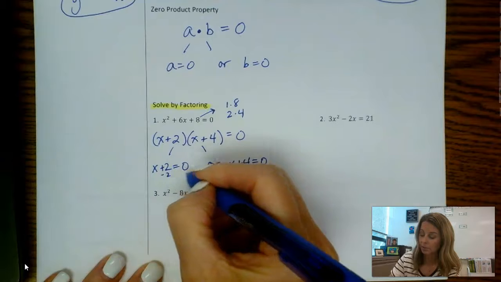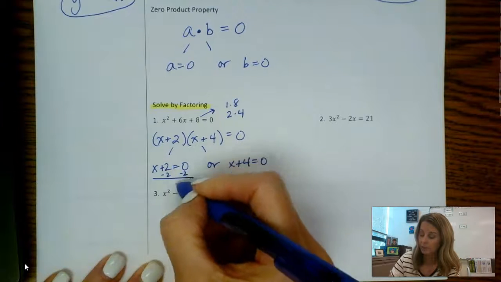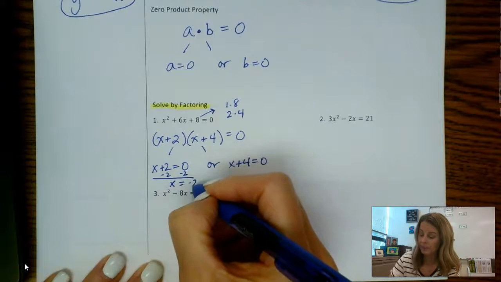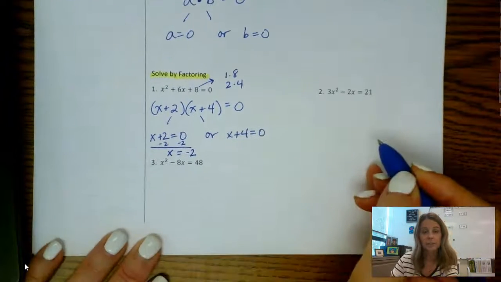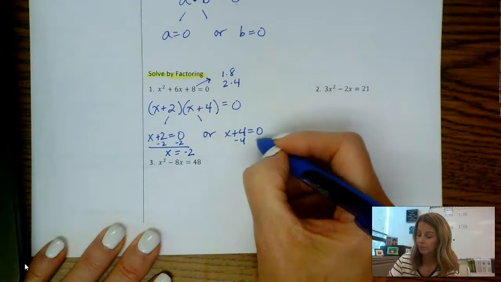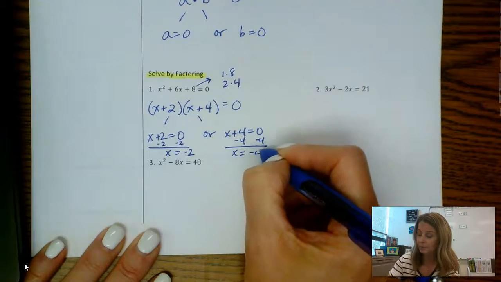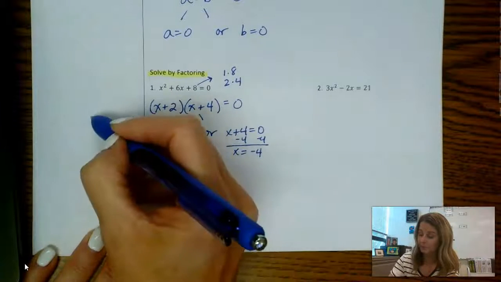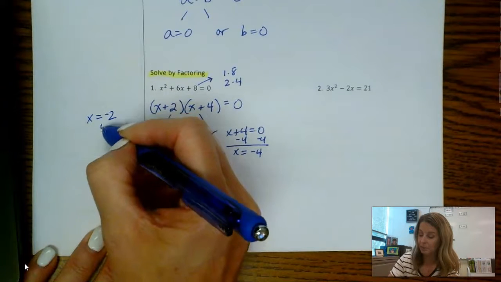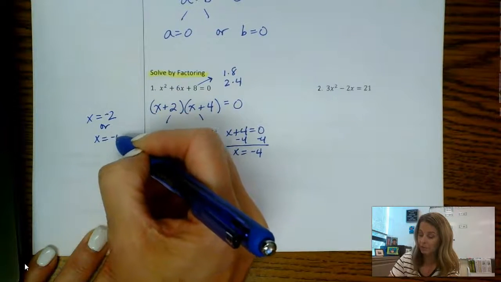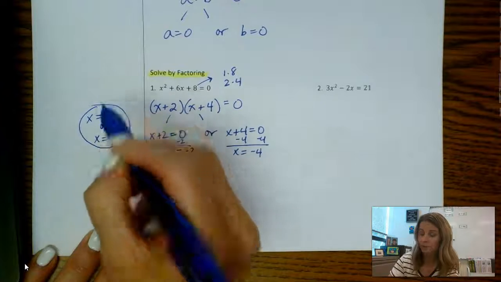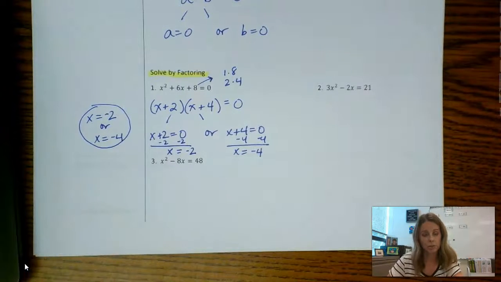Take away 2, take away 2. So I get x equals negative 2. That's one of my solutions. Take away 4, take away 4. So I have x equals negative 4. I'm out of space here, so I'm going to say x equals negative 2 or x equals negative 4 would be our two solutions.